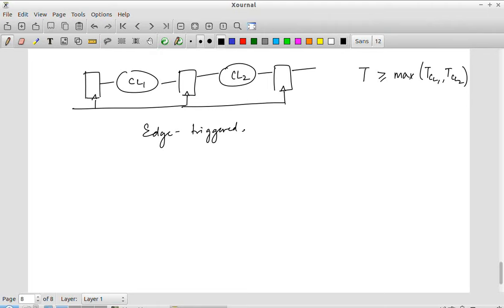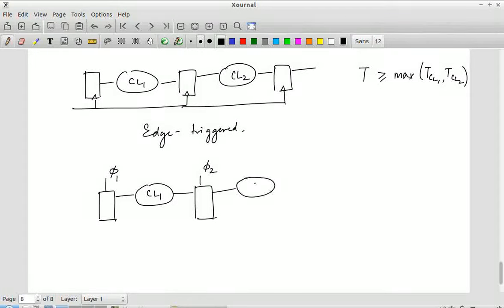Now for level triggers, things are slightly different. The first thing that we need to consider is how do we implement a level triggered latch, a latch gate system. Let's say that I give one phase of the clock over here. I give some combinational logic. And over here, I give the other phase of the clock. So if phi 1 was 0 at some time, phi 2 should be 1 during that time, and vice versa.